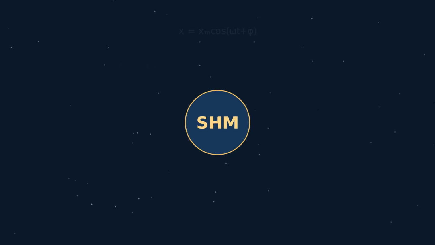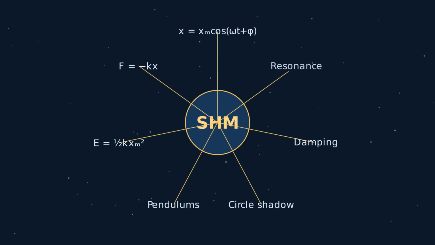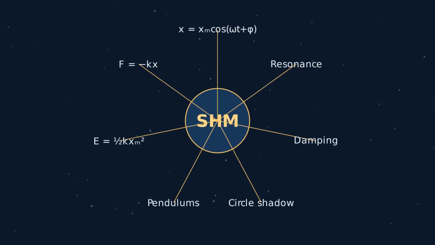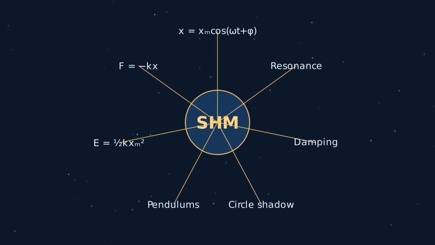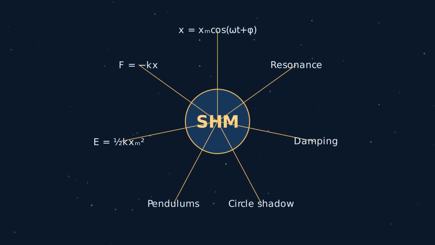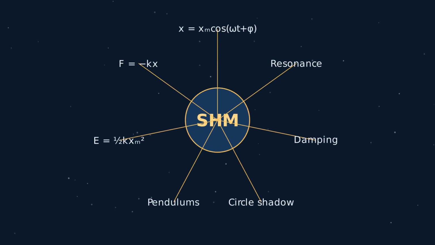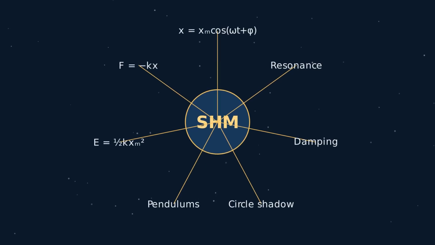Let's gather the whole chapter into a single map. At the center sits simple harmonic motion. From it branch the force law, the energy, the pendulums, the circle connection, damping, and resonance, every one of them the same idea, wearing a different costume.